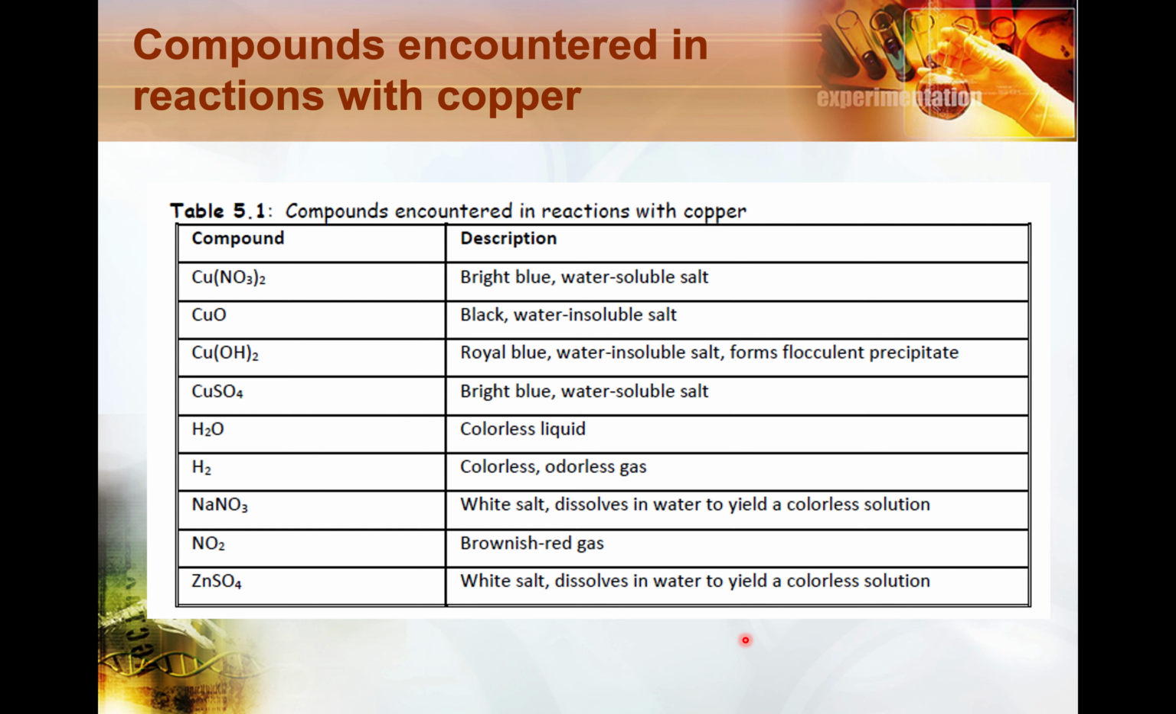Here is a table describing some of the different compounds that you can expect to see. I'm not going to read through this, but consider the fact that here's a bunch of different copper salts, and you can see that these have different properties, different colors. You'll be using different other reagents. So use these basic descriptions to help aid your observations and identify the products that you see.